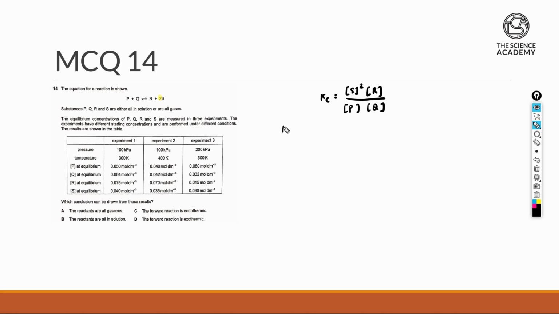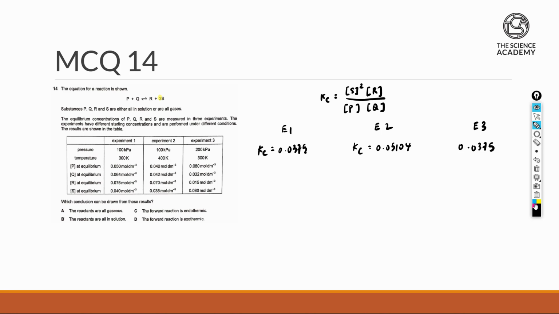So putting in the values from experiment 1, experiment 2, as well as experiment 3, Kc for experiment 1 will be 0.0375. Kc for experiment 2 will be at a value of 0.05104. And for experiment 3 is at a value of 0.0375. So for each of the experiments, let's pair them up in terms of variable.